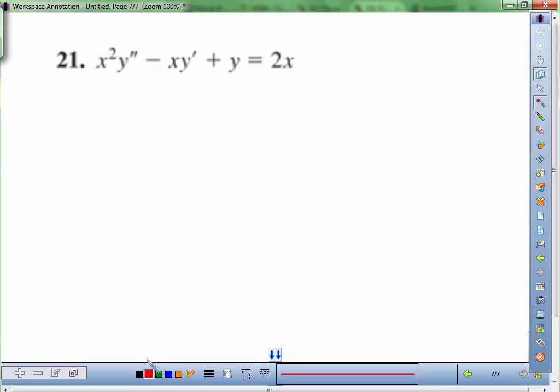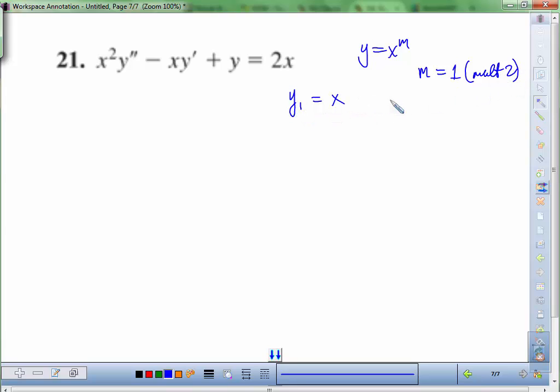To be able to use the Wronskian properly, we need to make sure that it's in normal form. You need to divide by x squared. So here's the issue. We used the Cauchy-Euler equation and the appropriate y is equal to x to the m. So y is equal to x to the m, and then we got m is equal to 1 with multiplicity 2. And so we got two solutions, y1 is equal to x, y2 is equal to x ln x. Okay, so that's where we left off.